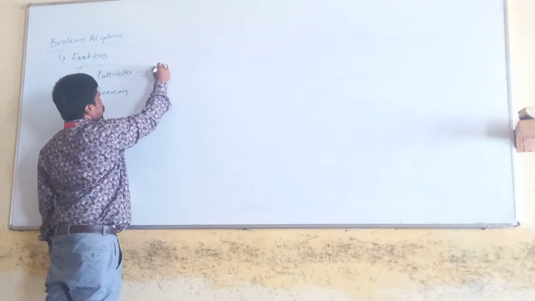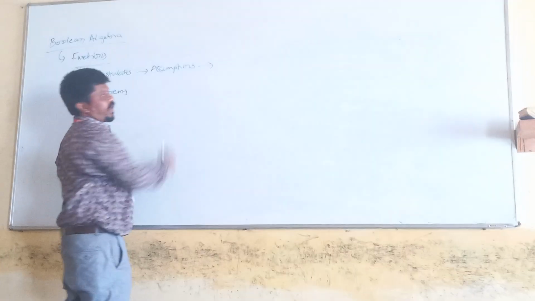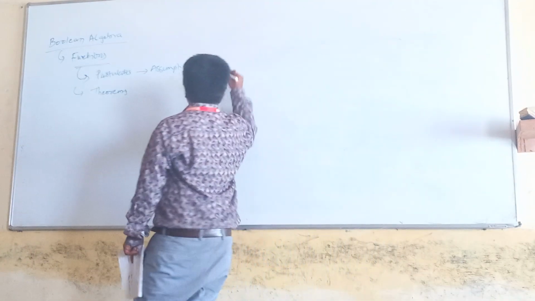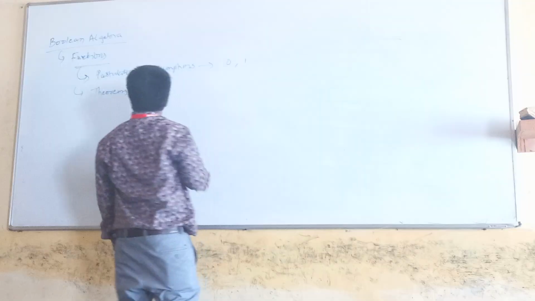Postulates are nothing but assumptions. What are we assuming here? A Boolean variable can have two values, 0 or 1. That is the assumption. Theorems are derived from these.